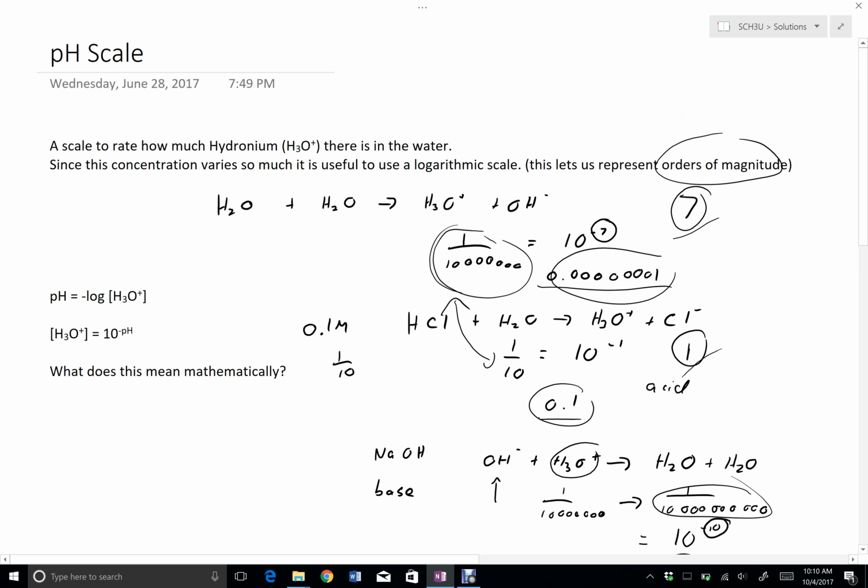That's the pH scale. I'm going to do another video now where I show how to use these two equations. I know I sort of skipped over that.